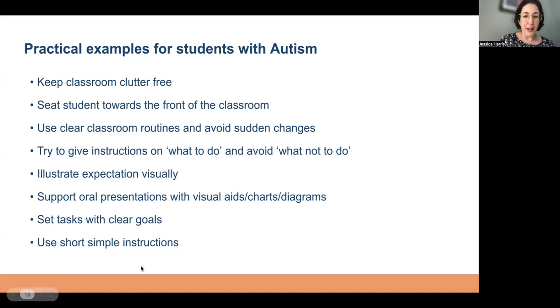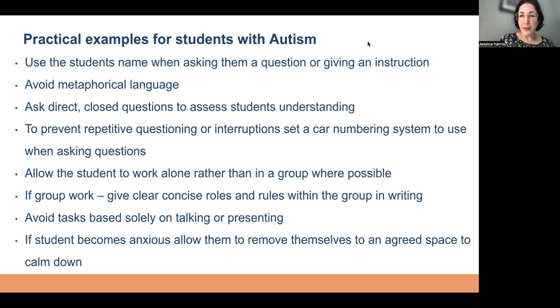To set tasks with clear goals, to use short, simple instructions, to use the student's name to really prompt them when asking a question or giving an instruction, to let them know to tune in. To avoid metaphorical language, so be as clear and direct in your language as possible, avoiding any language which has nuance or a variety of meaning. To ask direct, closed questions to assess students' understanding. And to prevent repetitive questioning interruptions, could you set up a numbering system so that everyone knows that they will have their opportunity to ask their question? And to allow the student to work alone if they choose rather than in a group where possible.